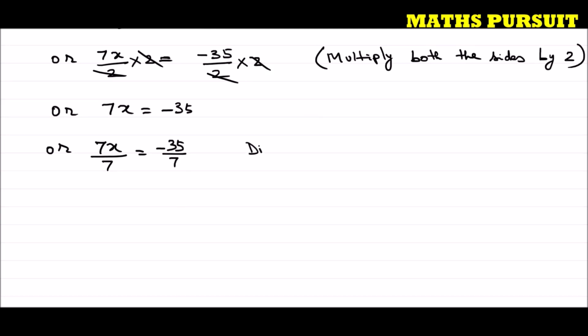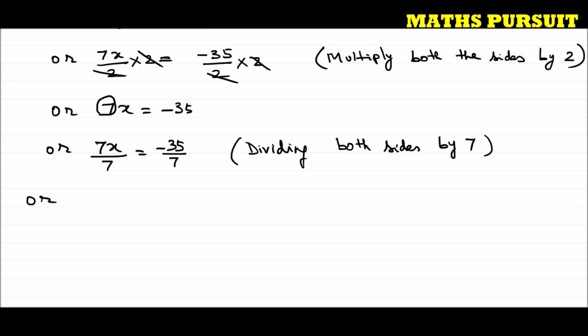What I am doing here? Dividing both sides by 7. Why I am dividing both sides by 7? I want to separate this 7 from x, or I want to remove this 7 from x. If I want to remove this 7, I need to divide this 7 by 7. If I am dividing the left hand side by 7, I need to also divide the right hand side by 7. For that reason, I am dividing both the sides by 7.